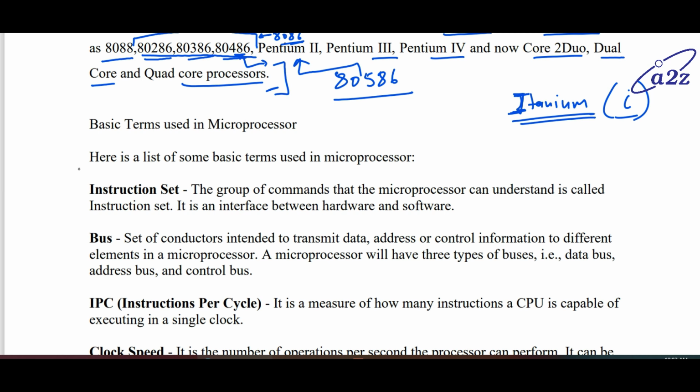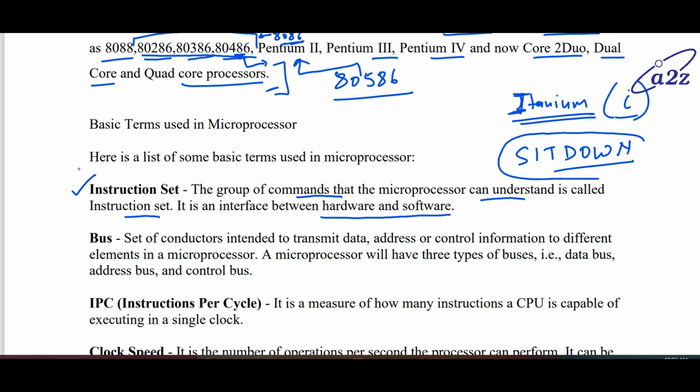Now here are some basic terms that are used in microprocessor. First is instruction set. Instruction set is a group of commands that a microprocessor can understand. It is an interface between hardware and software. Like if I say sit down, then this is an instruction which you can understand, which I can understand. So such a group of instructions is known as instruction set.